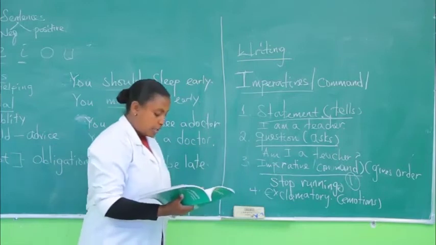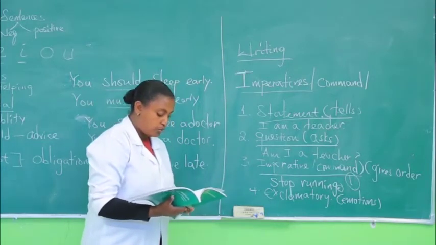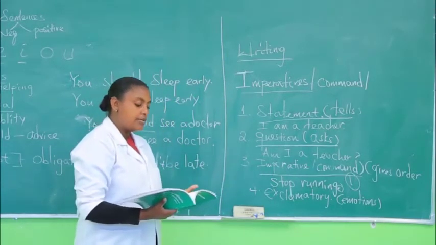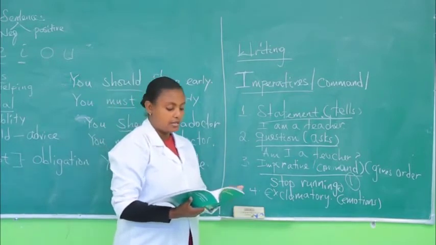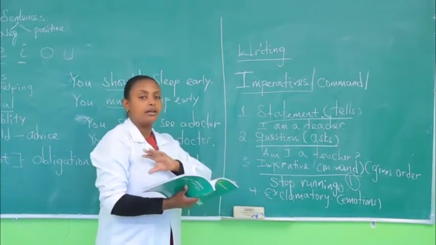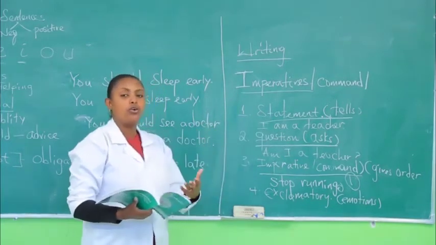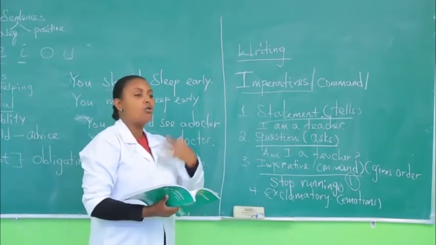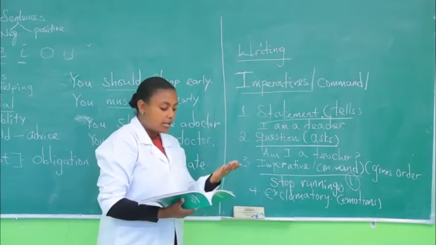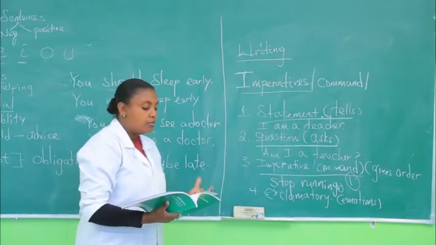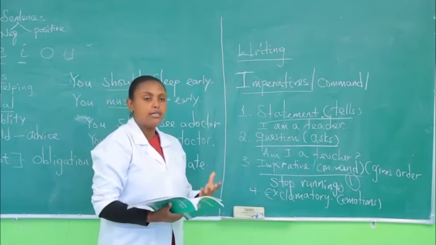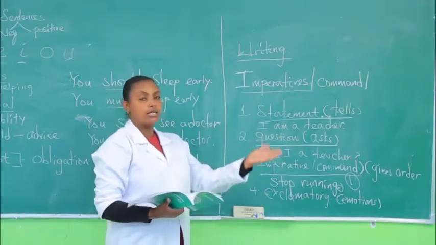So on page 52 of your book, there are some examples. Rewrite the sentences in imperative, it says. Normal statement sentences are given. What are you going to do? You are going to change them into commands or instructions, like the example given here. You mustn't step on the grass, which means you don't have to walk on the grass.